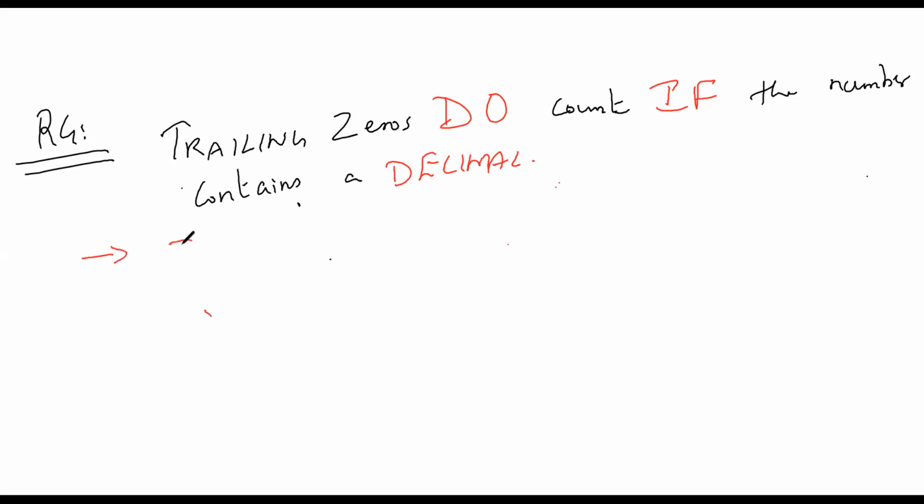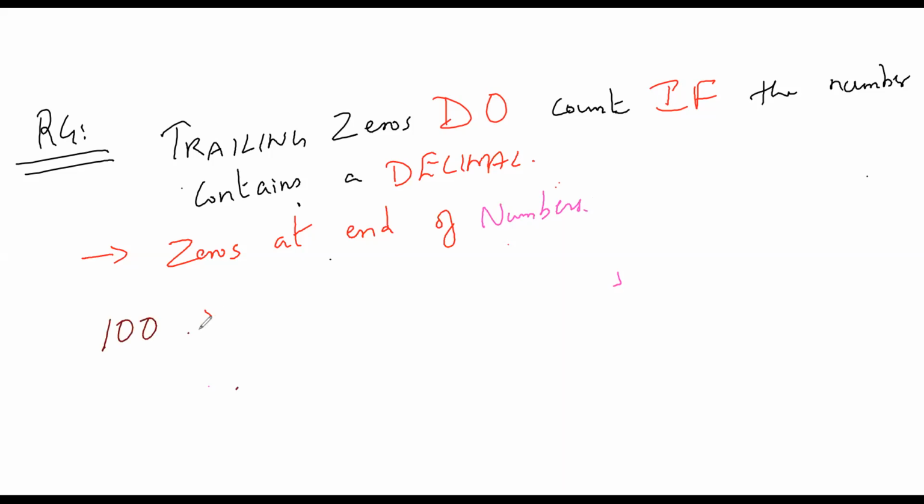Which means zeros at the end of the decimal. One more example of this is what? The end of the numbers, not the end of the decimal, end of the numbers. But the best way to understand is through problems.